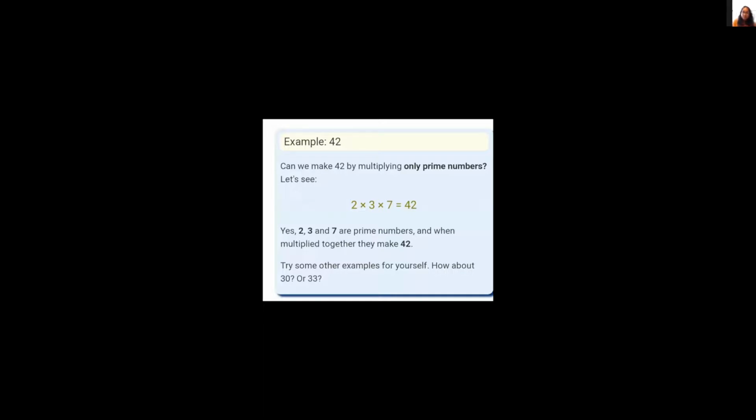So that's one example on the screen for people who've not understood. 42 is written as 2 into 3 into 7. So that is one example. And it says, try doing for others.